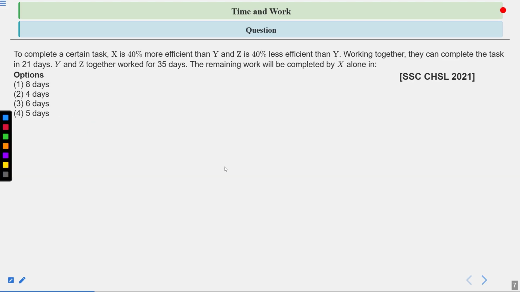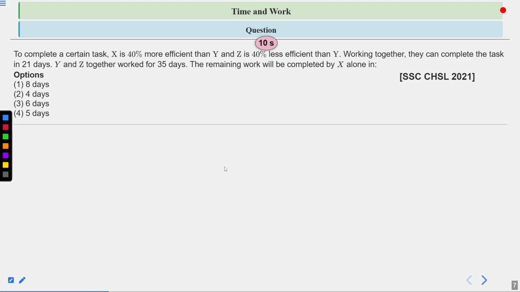To complete a certain task, X is 40% more efficient than Y, and Z is 40% less efficient than Y. Working together, they can complete the task in 21 days. Y and Z together worked for 35 days. The remaining work will be completed by X alone in, and this question was asked in the SSC CHSL exam in 2021. So there are four options. First one is 8 days, second is 4 days, third one is 6 days, and fourth one is 5 days.